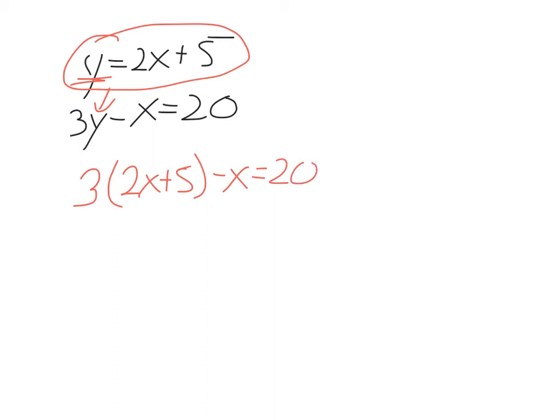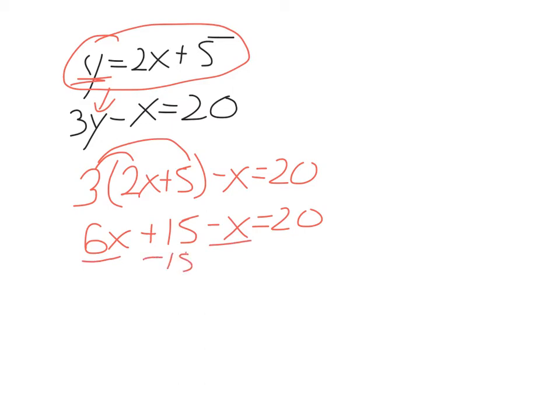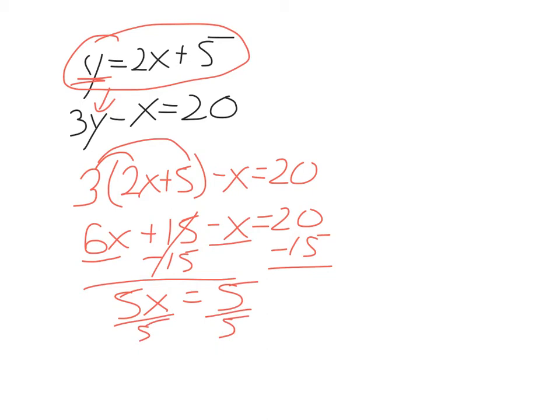So now, to solve this, I distribute the 3, and I get 6x plus 15 minus x equals 20. Well, I'm going to do two things at once here. I'm going to combine my 6x and negative x together, and I'm also going to subtract 15 at the same time. And when I do that, 6x minus x is 5x. That cancels. And 20 minus 15 is 5. Now, of course, I divide both sides by 5, and I get x is equal to 1.